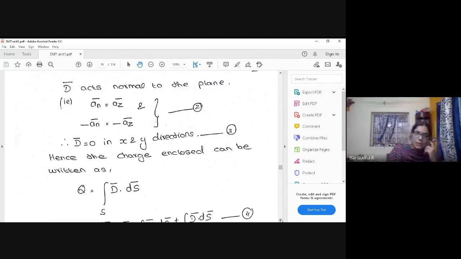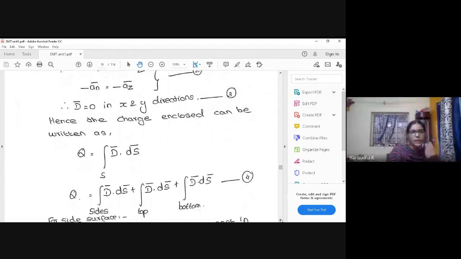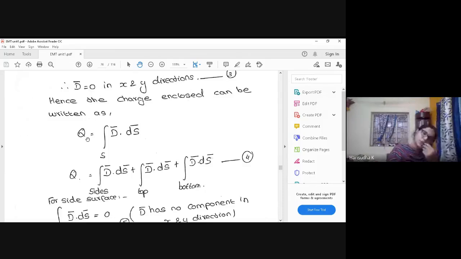Hence the charge enclosed can be written as, as we saw earlier for Gauss law, Q is equal to the closed surface integral of D dot ds. We can also write the charge in terms of a volume integral. Just before, we saw that the surface integral of D dot ds will be equal to the volume integral of rho v into dv. Here we have taken the surface integral D dot ds because we are going to find the Gauss law for an infinite sheet of charge. Usually for an infinite sheet of charge, we find the surface integral.